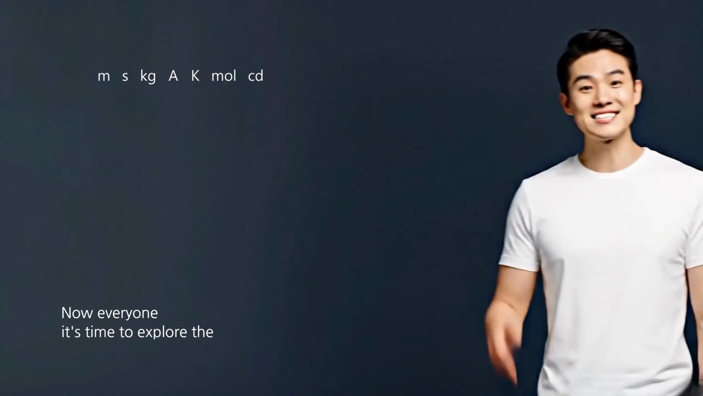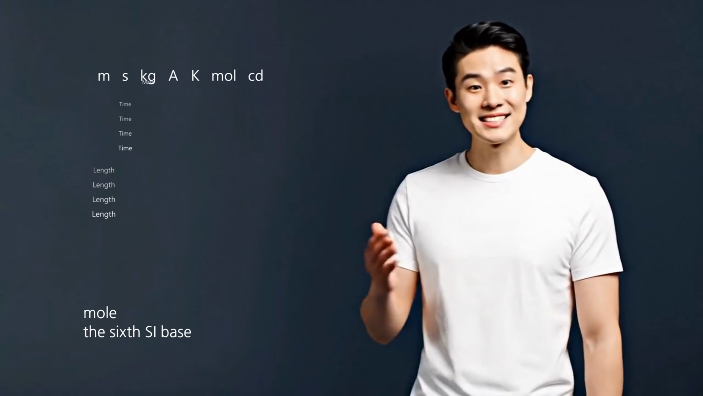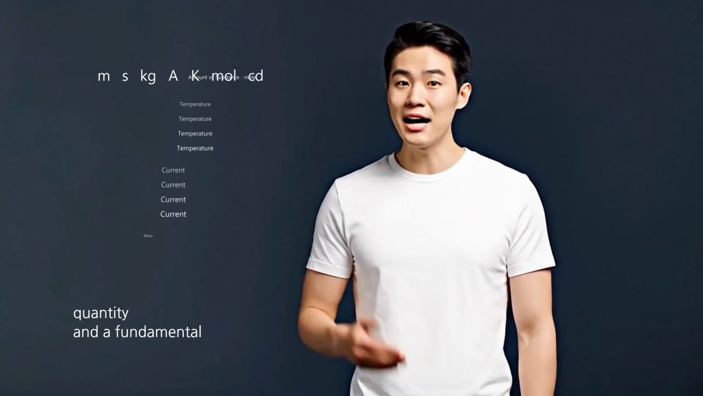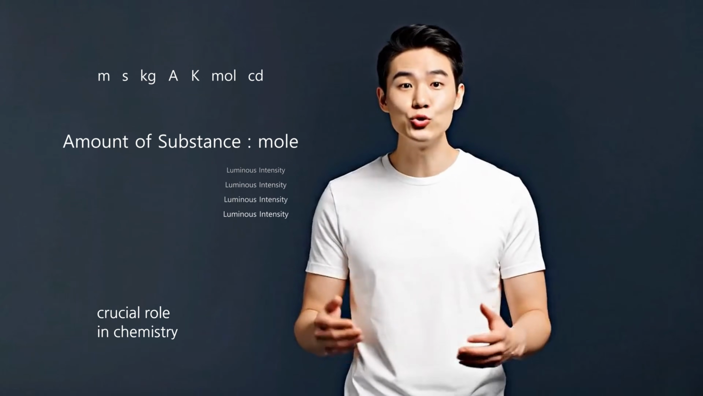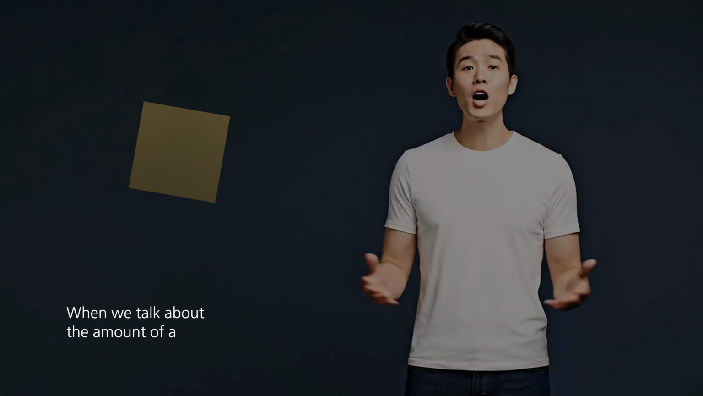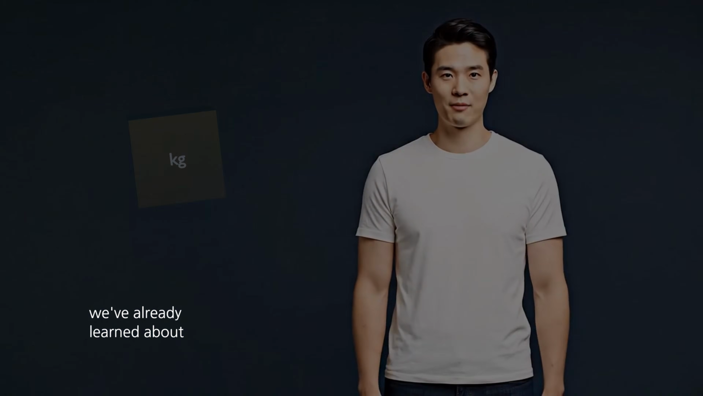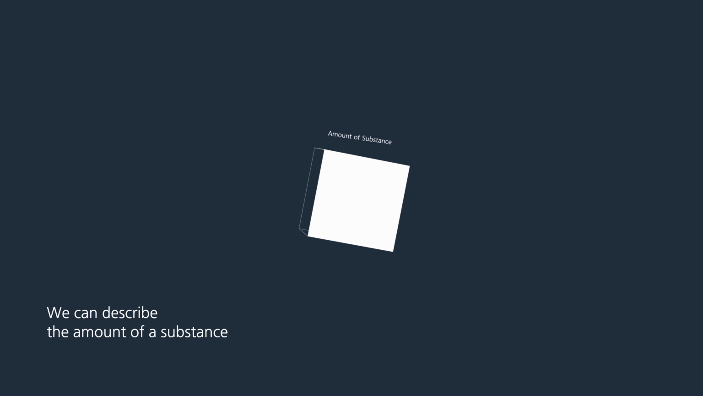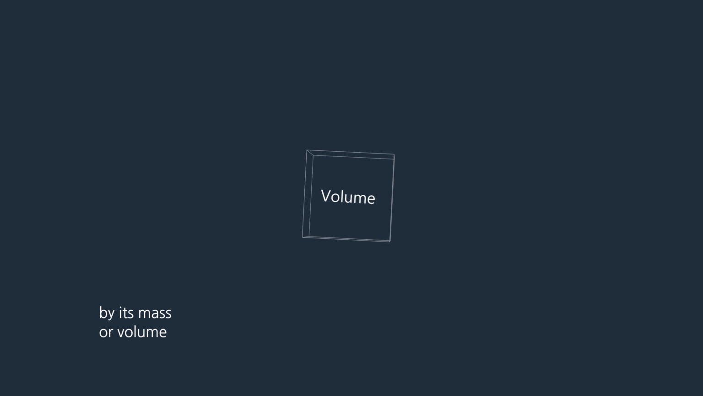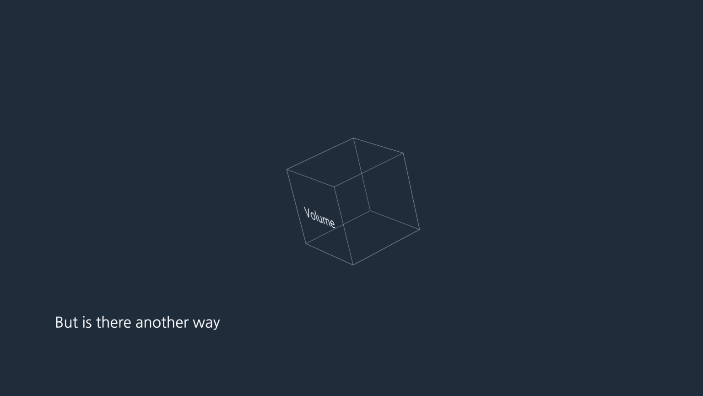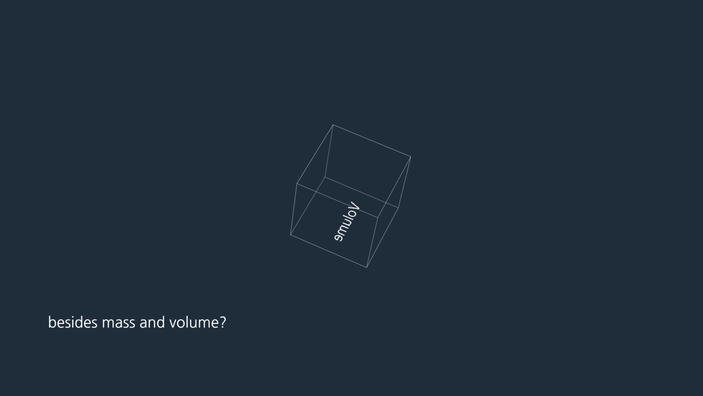Now, everyone, it's time to explore the mole, the sixth SI base quantity and a fundamental concept that plays a crucial role in chemistry. When we talk about the amount of a substance, what do we usually use to describe it? That's right, we use mass. In fact, this is something we've already learned about. We can describe the amount of a substance by its mass or volume. But is there another way besides mass and volume?